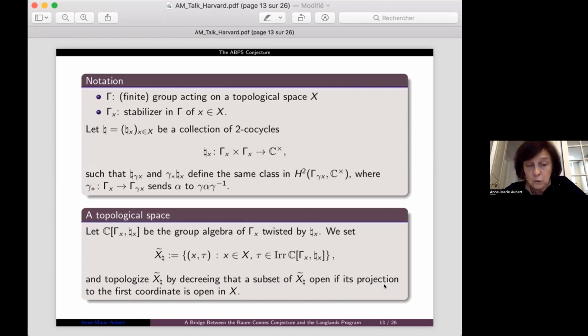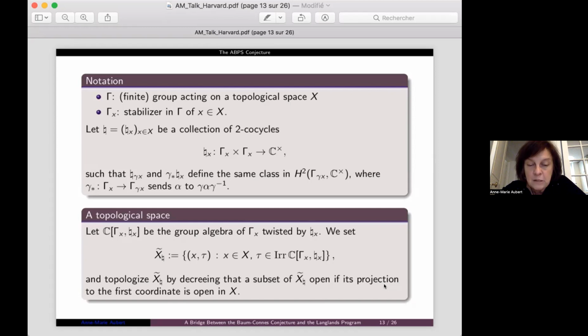Meaning, if you look at the cocycle attached to the image of x by an element γ of the group, and you consider the image of the cocycle defined by the action of conjugation by γ, these two cocycles define the same class, the same cohomological class. And then we define the following space.